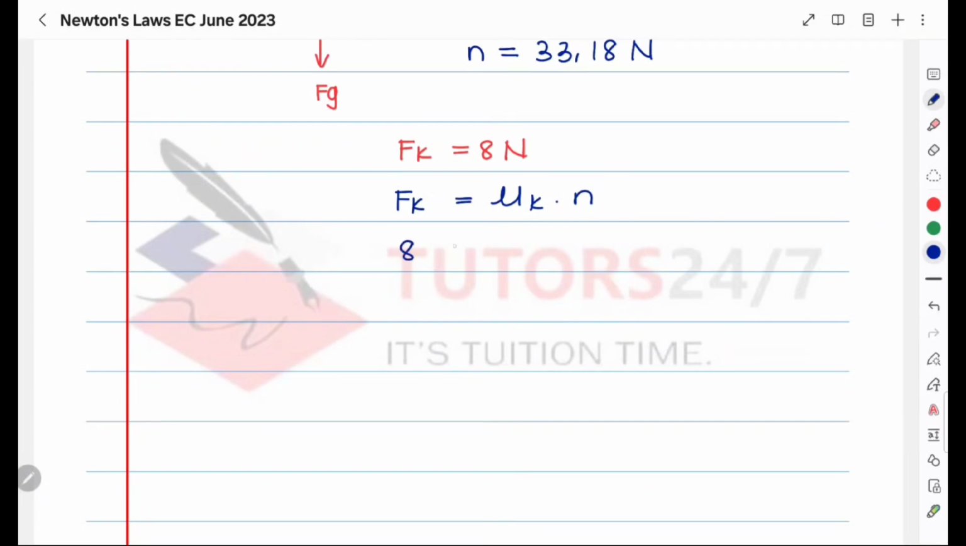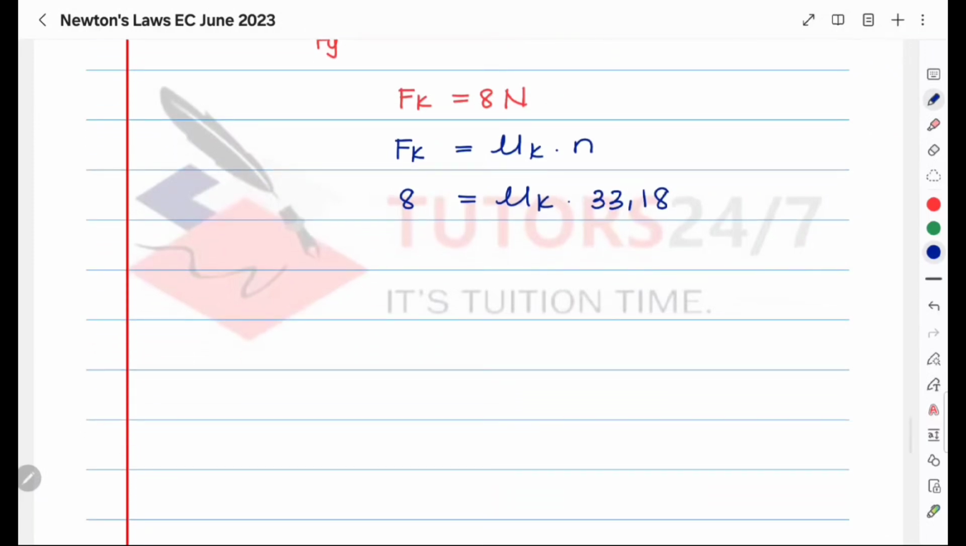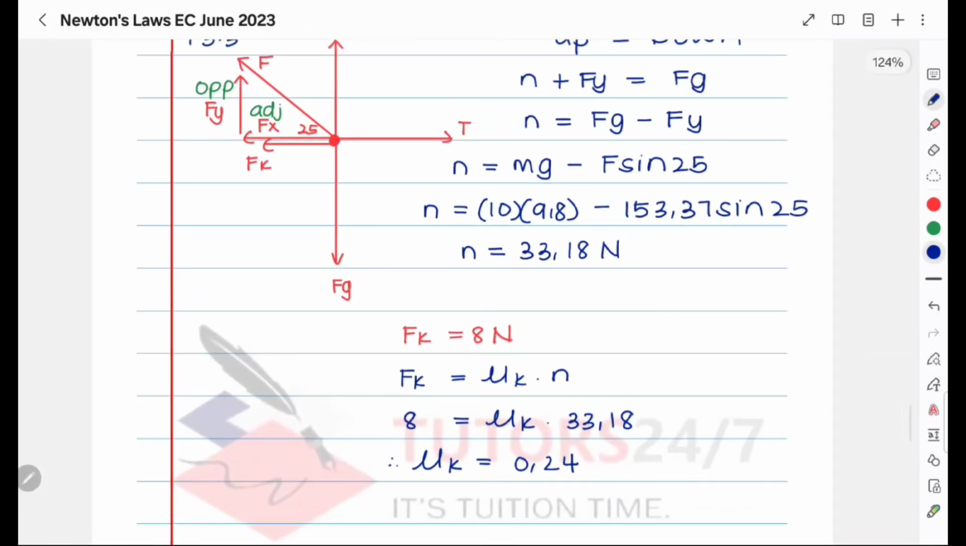So we will substitute Fk as 8, normal force as 33.18. We can divide both sides by 33.18, and we therefore have the coefficient of kinetic friction as equal to 0.24. So that is it.